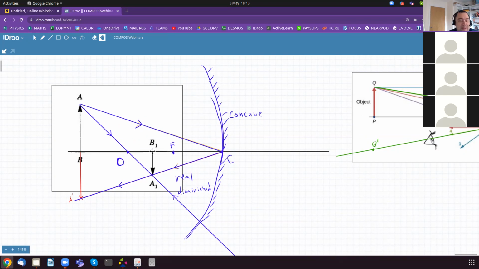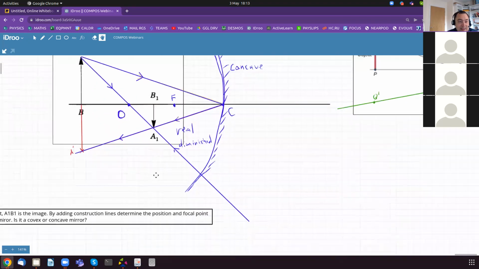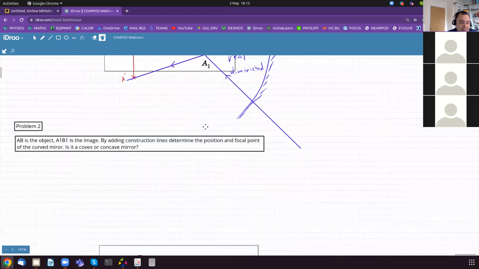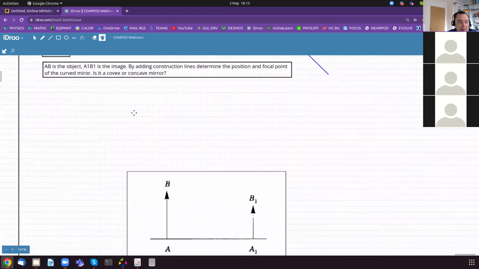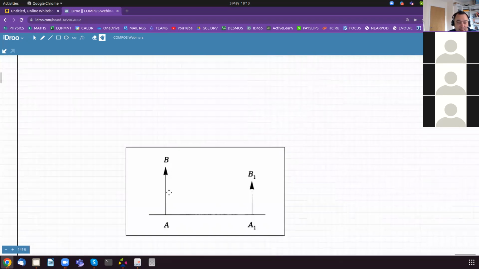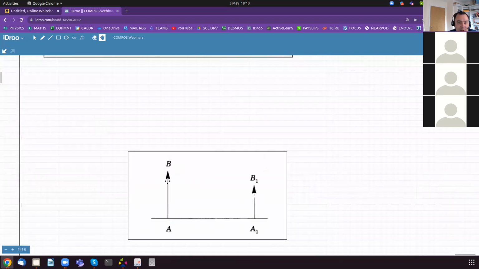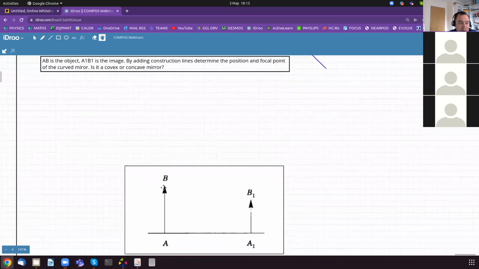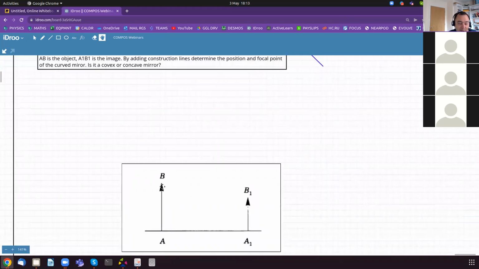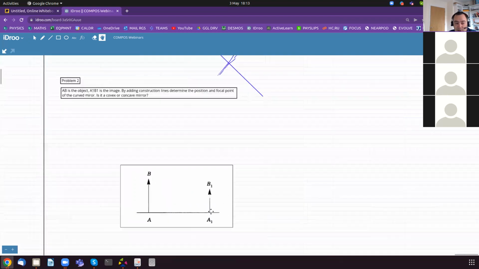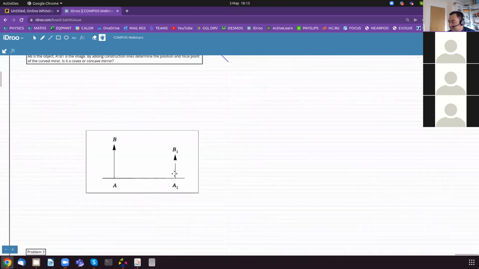Okay. Now the next problem is almost identical. AB is the object, and by adding a construction line, determine the position and the focal point of the curved mirror. Is it a convex or concave mirror? So same idea.